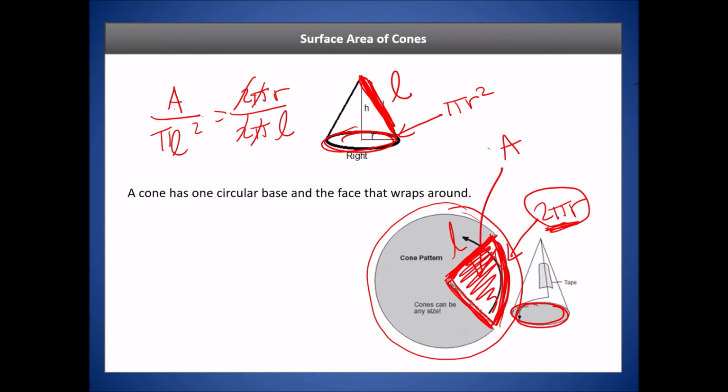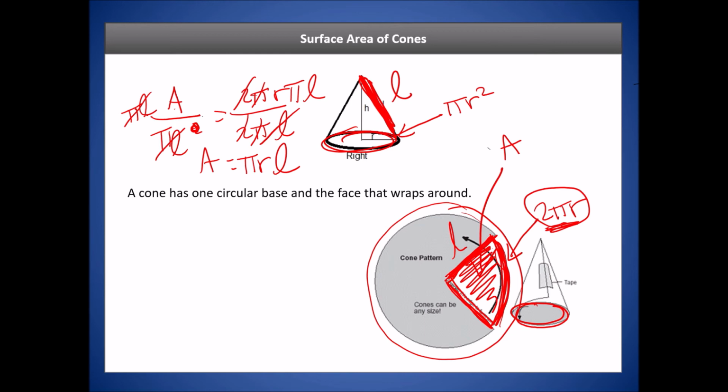And one of these L's cancels out. So if I take this and move it over, one of these L's cancels out. And then I can multiply by pi L on both sides. And I get the surface area of the part that wraps around the cone, which is pi r L. And there's our derivation for the surface area of the cone that wraps around.